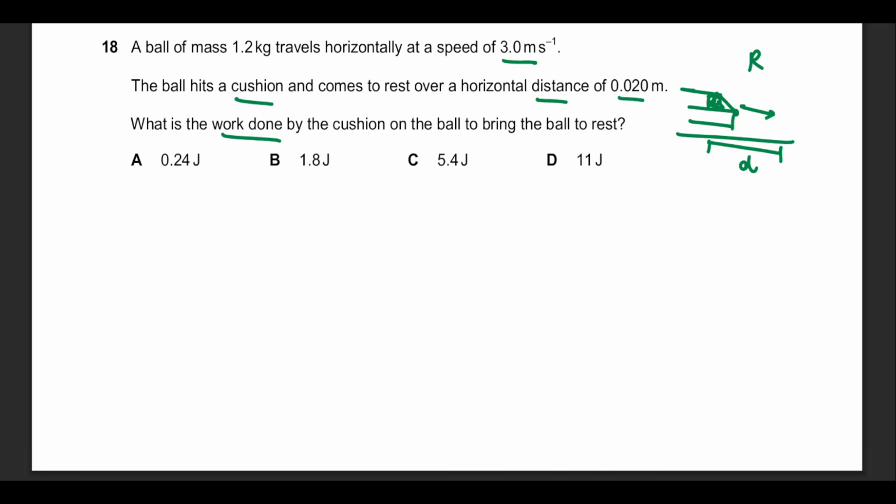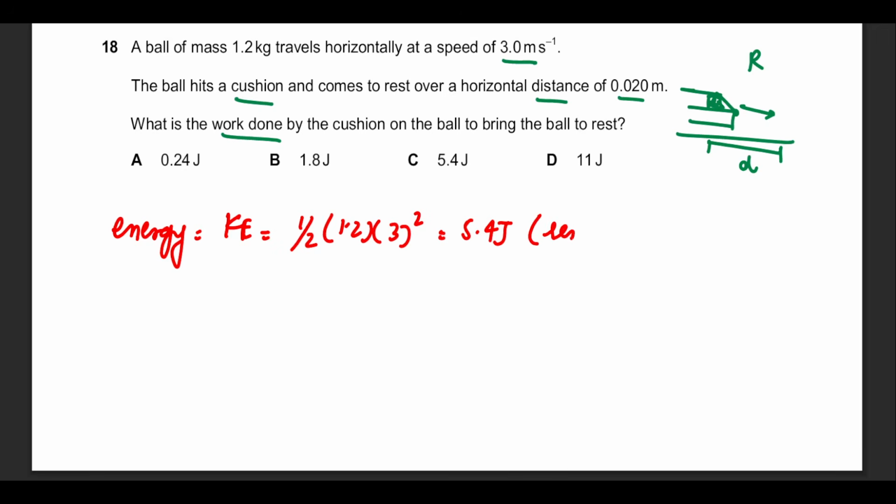So the ball already has some kinetic energy which needs to be removed from the system. The energy in the system is the kinetic energy, which is half into 1.2 into 3 squared. So it has 5.4 joules of energy in it. We need to remove this energy completely to make sure that it comes to rest. It needs to stop, and to stop this, I need to do work against it.